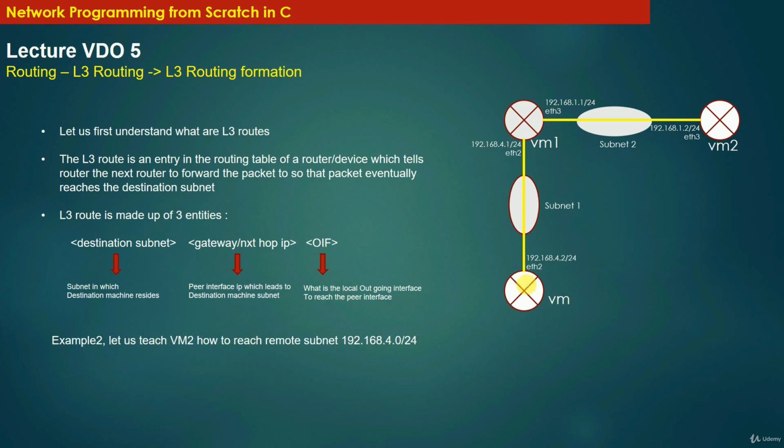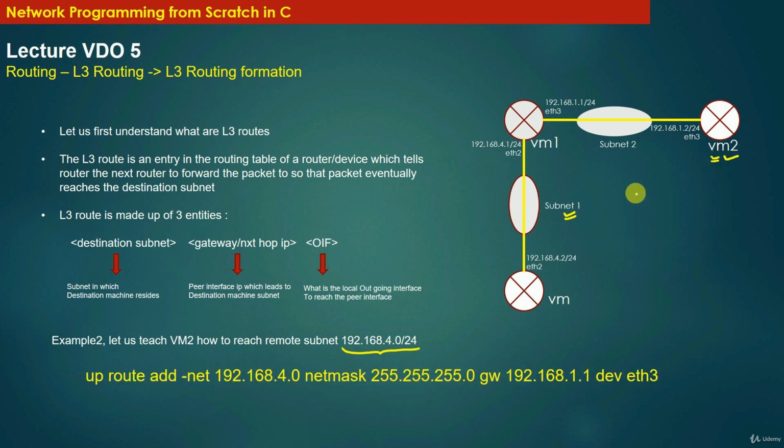Now in this example, we will teach router VM2 how to reach the remote subnet 192.168.4.0/24, that is subnet 1. For that you need to again install layer 3 routing information in the routing table of router VM2, and for that you can use the following command. So you can see that you are specifying the remote subnet 192.168.4.0/24, and in order to reach this remote subnet, the gateway IP address is 192.168.1.1 and the local outgoing interface is Ethernet 3, right?